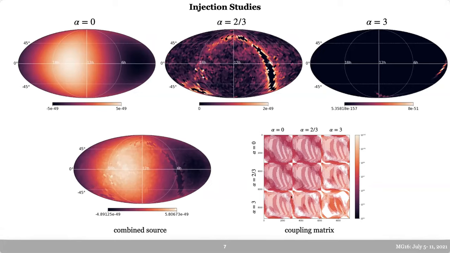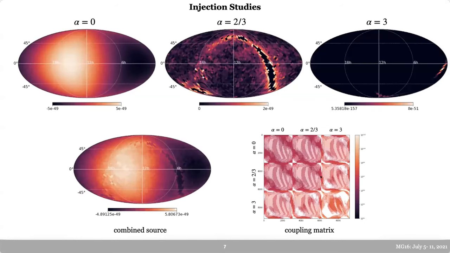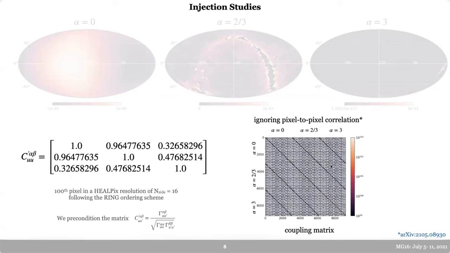And if we create the corresponding coupling matrix from the Fisher information matrix for each alpha, it will look like this. In a recent study, we showed that, assuming the current detector sensitivity, we can neglect the contributions from the off-diagonal components of the pixel-to-pixel covariance matrix and go with the diagonal elements of the Fisher matrix. That means we are ignoring the pixel-to-pixel correlation, so this coupling matrix becomes diagonal in this case.